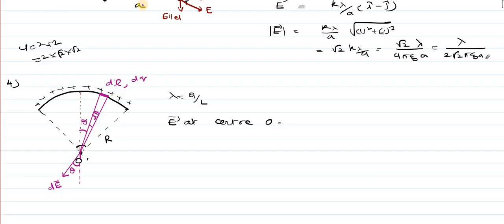Later we can take it. This is the original diagram. They will give you this alpha, and you have to find this. Later we can do it. So if this is theta, this is also theta. So what will it be? This is dE cos theta, and this will be dE sin theta.